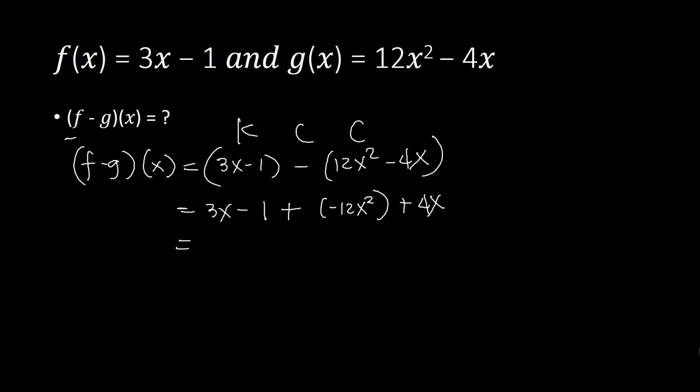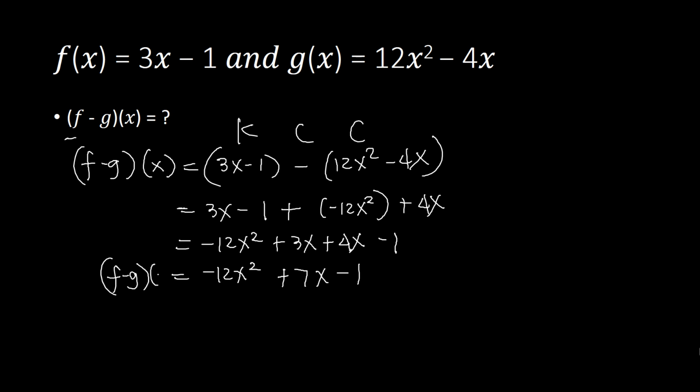So we start with the one with the squared. We have negative 12x squared. Then next, we've got 3x. Then we have 4x. And then we have minus 1. Combining like terms, this is now negative 12x squared. 3 plus 4, that's 7. Copying x as the common variable, minus 1. So this is now f minus g of x.